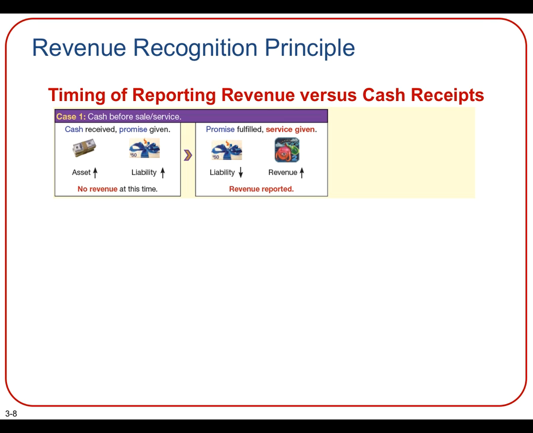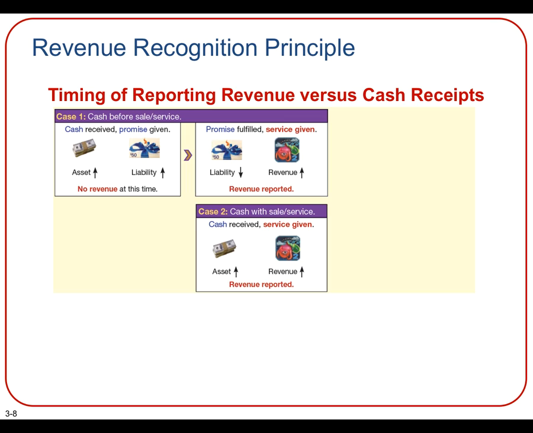Your unearned revenue just became revenue. So you can record your revenue now because your earning process is finished. You already sold your product. You already provided your service to your customer.